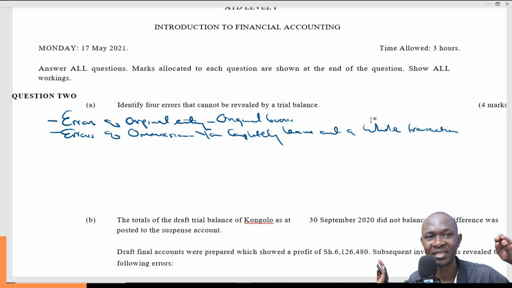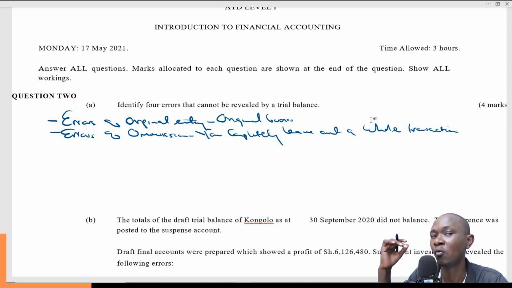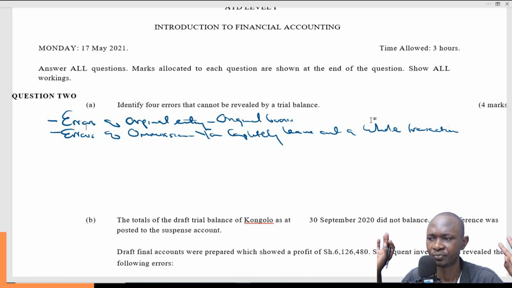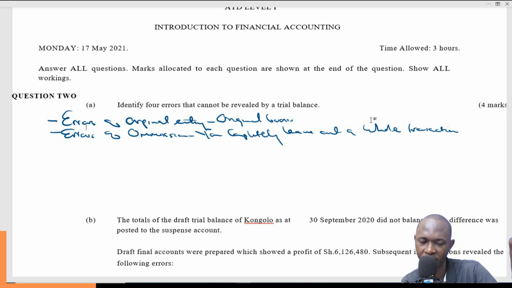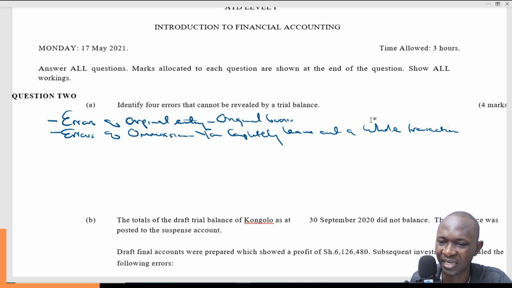But since you've not inflated or deflated the debit side or the credit side, you've not affected the debit and the credit side, the trial balance will not be able to detect. It will still balance. Unless you end up deflating or inflating one of the sides, that's the time the trial balance will detect that error. If you leave out one entry, or you've not posted on the credit side, then the trial balance will detect that error. But if you leave out the whole transaction, you've not debited, you've not credited, the trial balance will not be in a position to detect that kind of error.